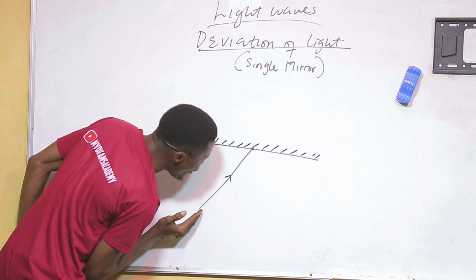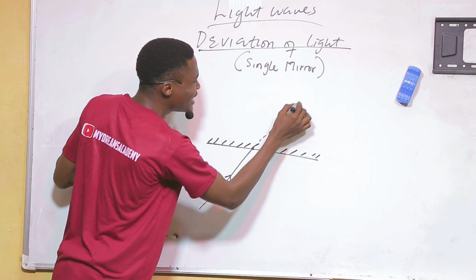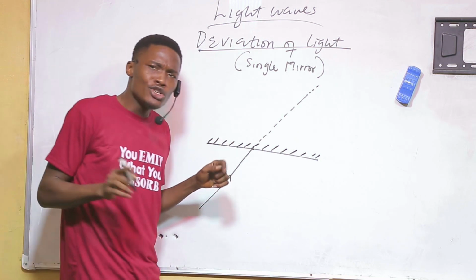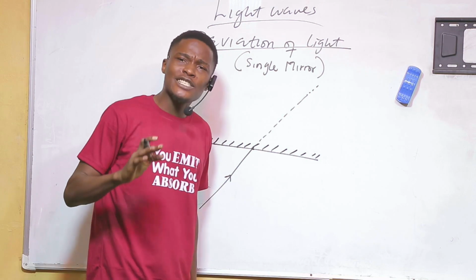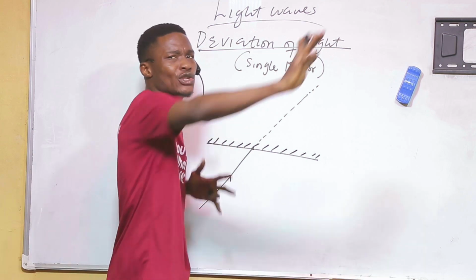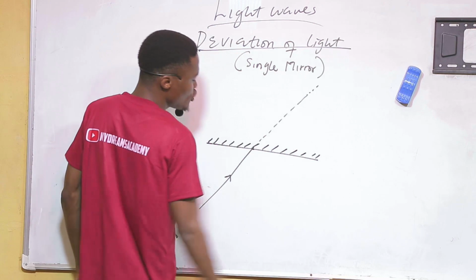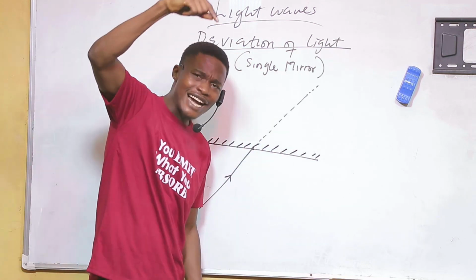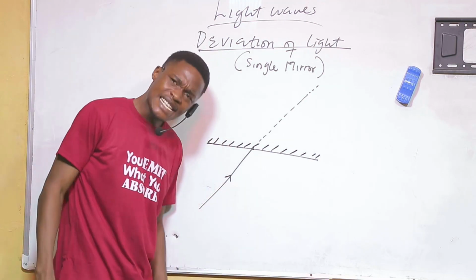Now, when a ray of light strikes a mirror, the ray of light does not continue on its path. Why does it not continue? Because the mirror is not a transparent surface, meaning that the mirror does not allow the light to pass through. But assuming the mirror would allow the light to pass through, it would have continued in that path. So it means that because of the coating on that mirror that blocks the light from passing out, the light has been deviated.